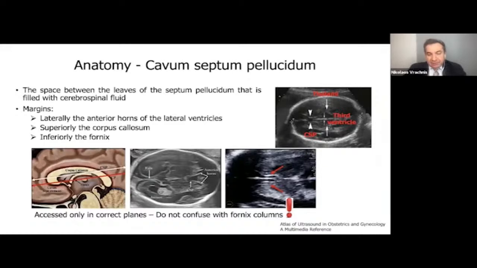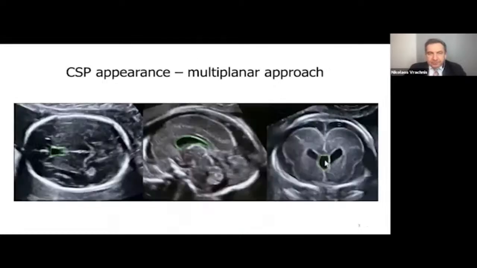So these on the bottom image are fornix columns. If we use all three views, the axial, the mid-sagittal, and the coronal view, 1, 2, 3, then we can visualize the cavum septum pellucidum as shown here and here and here with normal size, and these are the lateral ventricles on the coronal view.